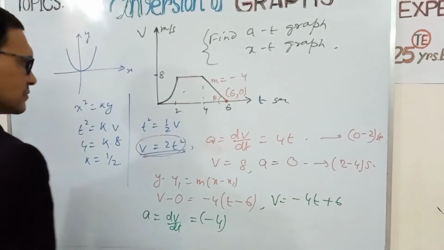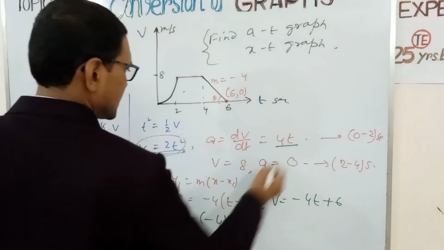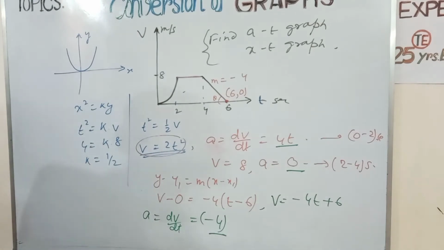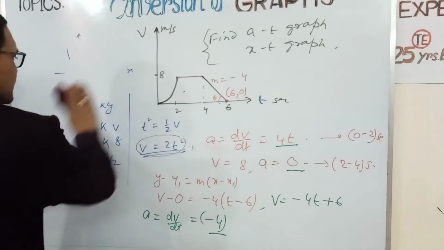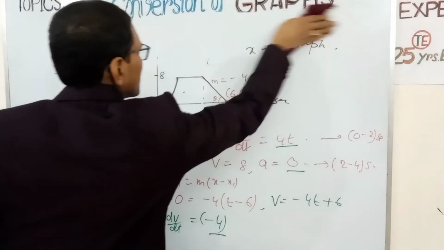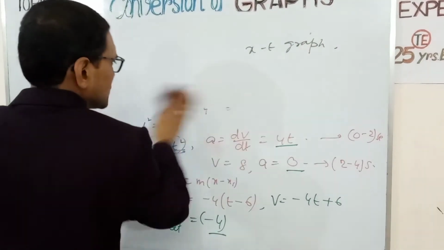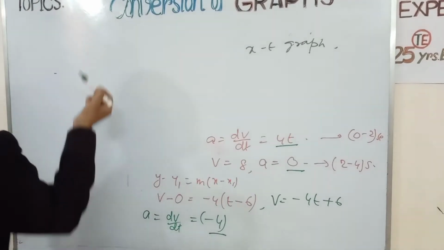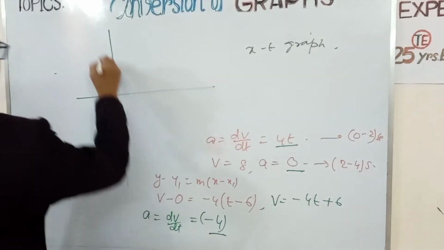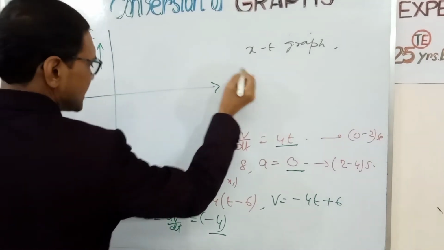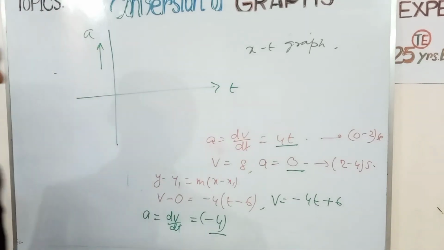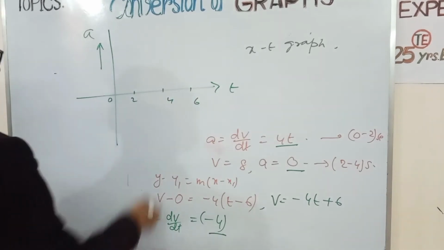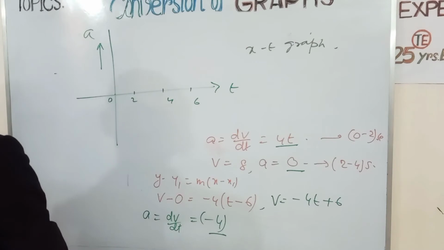So we have 4t, 0 and minus 4. Now we can easily write the AT graph. The AT graph will be, this is A, this is T. A equal to 4t, so this is a straight line. The graph is this.